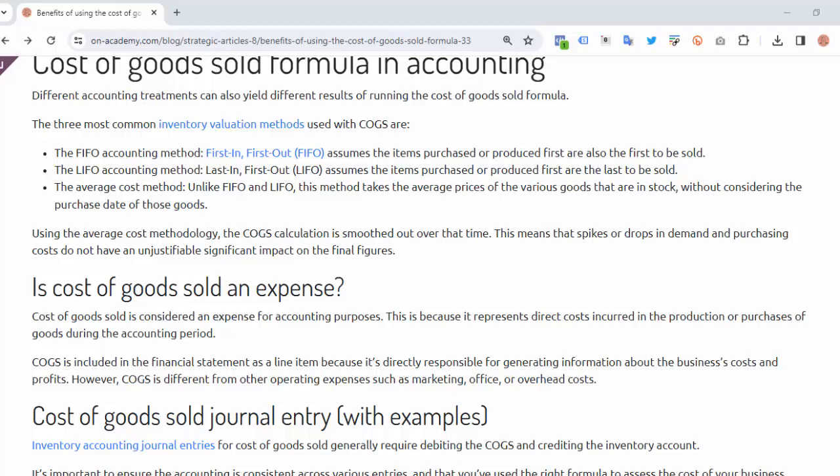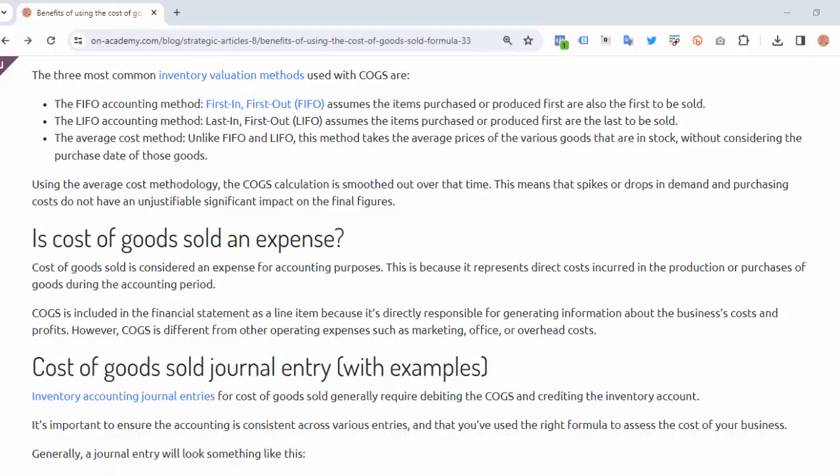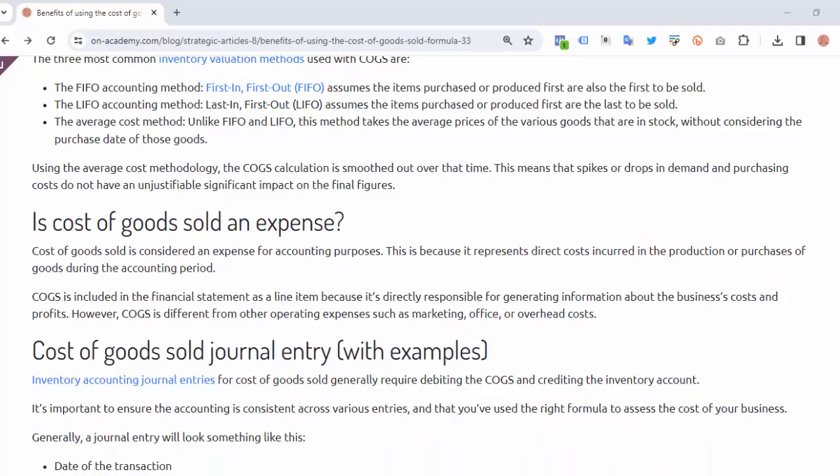Cost of goods sold journal entry with examples. Inventory accounting journal entries for cost of goods sold generally require debiting the COGS and crediting the inventory account. It's important to ensure the accounting is consistent across various entries and that you've used the right formula to assess the cost of your business. Generally, a journal entry will look something like this. Date of the transaction. The cost of goods sold. Inventory. Purchases. We've outlined a couple of examples below.